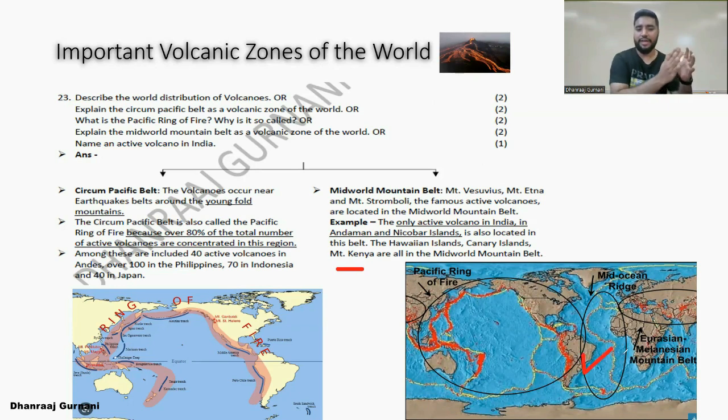So 80% of active volcanoes are in the Circum-Pacific Belt, and the remaining, which are smaller, are in the Mid-World Mountain Belt. The example in India is very important: the only active volcano in India is in the Andaman and Nicobar Islands. Other examples in the Mid-World Mountain Belt are Vesuvius, Etna, Stromboli, Hawaiian Islands, Canary Islands, Mount Kenya. This completes the important volcanic zones of the world answer, as well as your chapter.